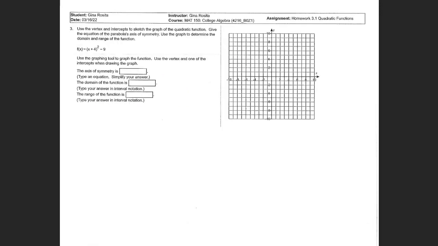Okay, now number 3. Use the vertex and the intercepts to sketch the graph of the quadratic function. Give the equation of the parabola's axis of symmetry. Use the graph to determine the domain and range of the function. f(x) = (x + 4)^2 - 9.